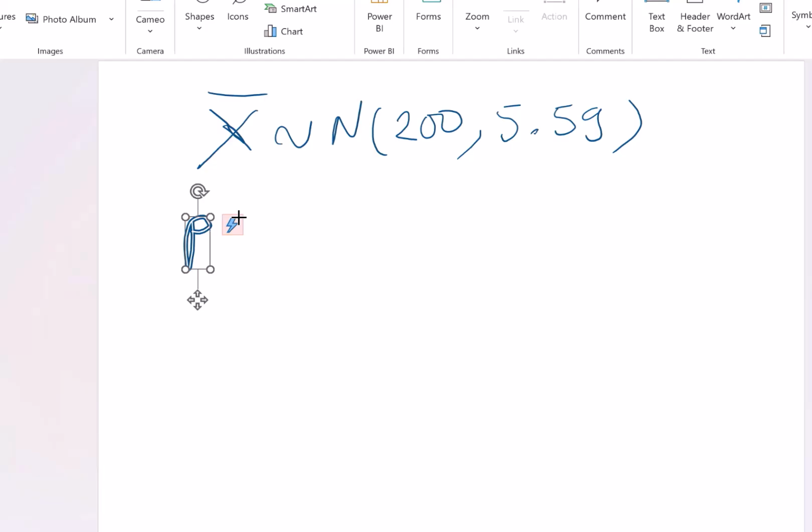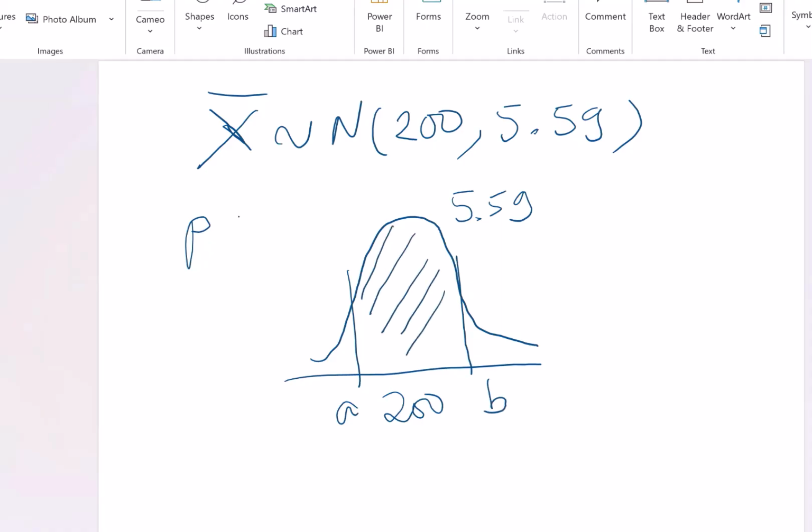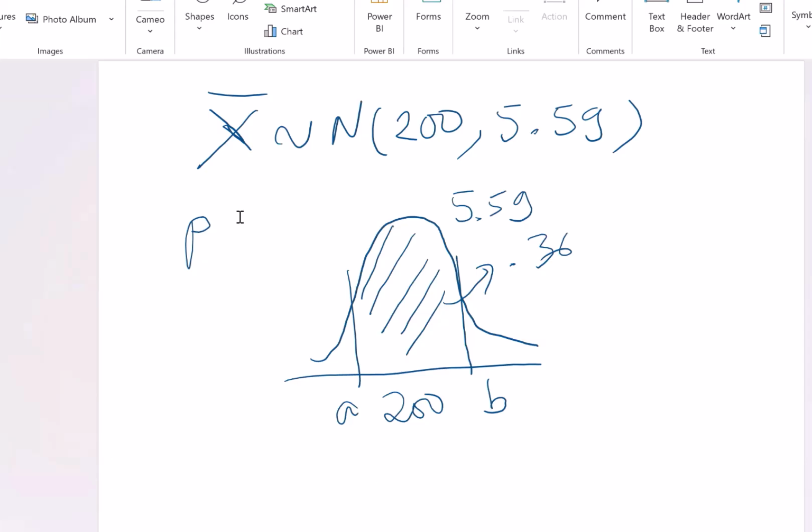Okay, that's fine. You have your normal. The mean is 200, and the standard deviation is 5.59, right? And then you want to find the range A and B where we have the middle 36% of the data. I drew it a little bit bigger than 36%, but this is just a basic idea, so you can understand here.